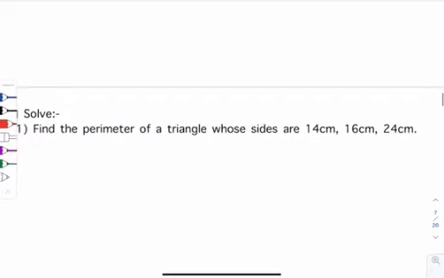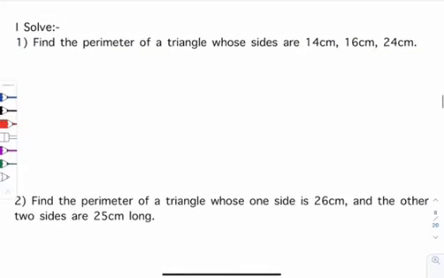Now for some practice problems so that we implement whatever we have understood. Okay, the first problem.